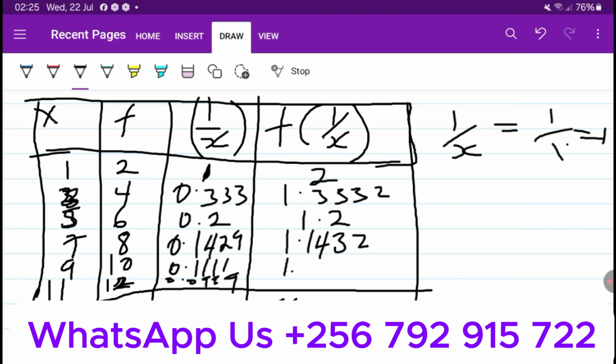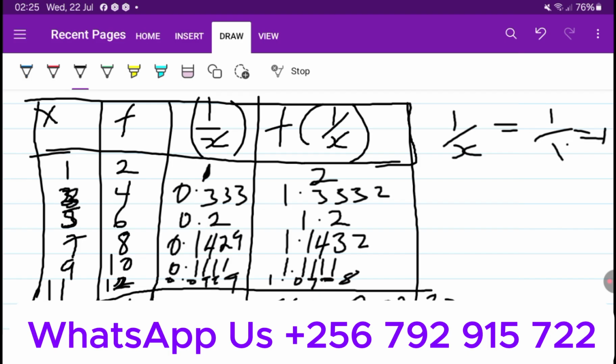Then this one is 1.1111, and lastly we have 1.0908. When you add up those values, this one will get 7.8782 maybe. Then we also add up the frequency, get the summation f. The total frequency is 42.